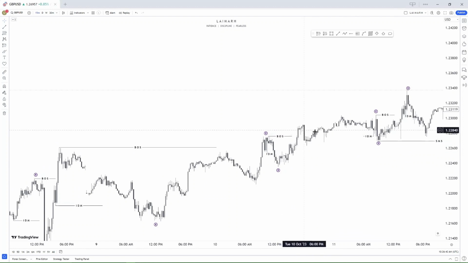So after this structure is broken, we want an inducement for price to take before moving to the upside. These are inducement right here, but we want the first one to the nearest price action, and this seems to be the nearest one to the price action because price moved to the downside, and you can see price has taken the high over here, and this one is serving as an inducement. So price took this inducement, break to the upside.